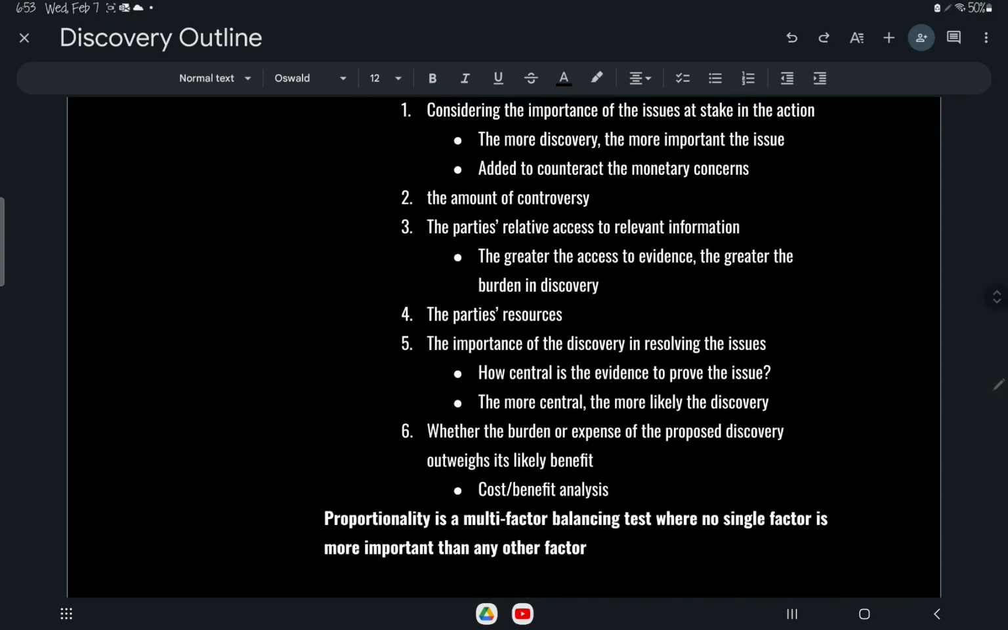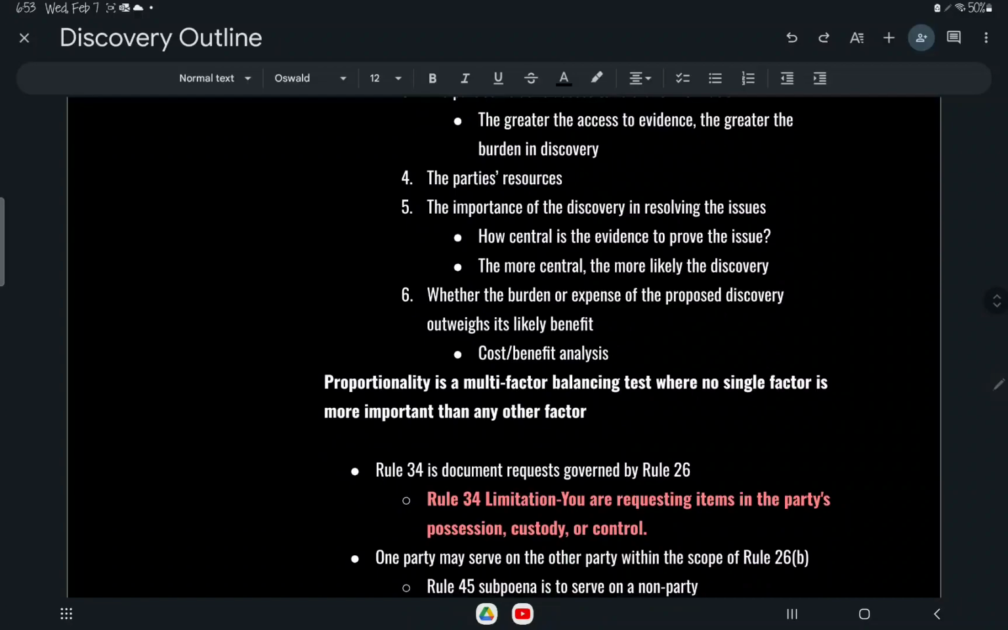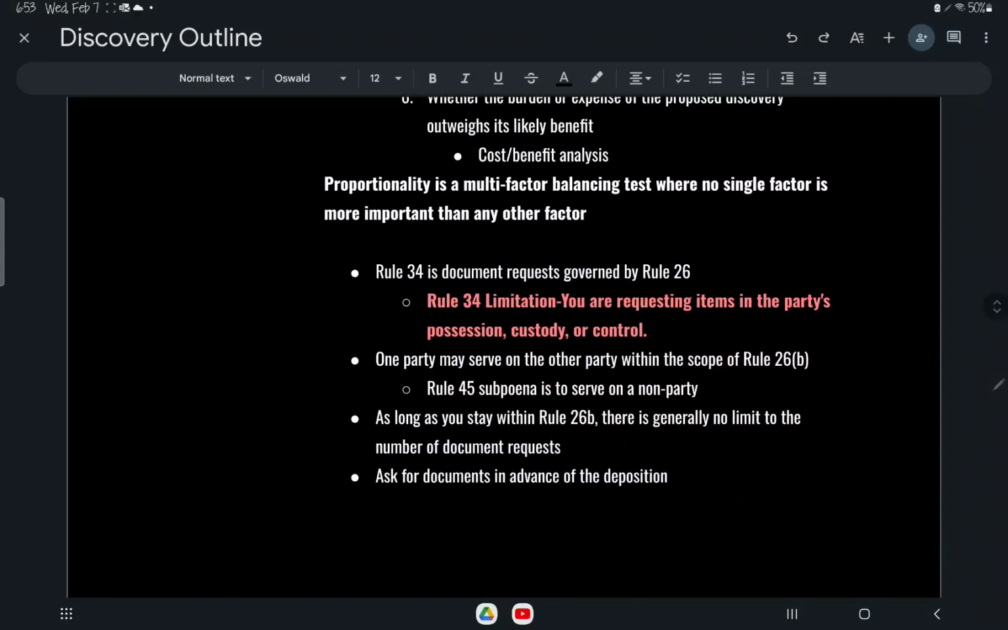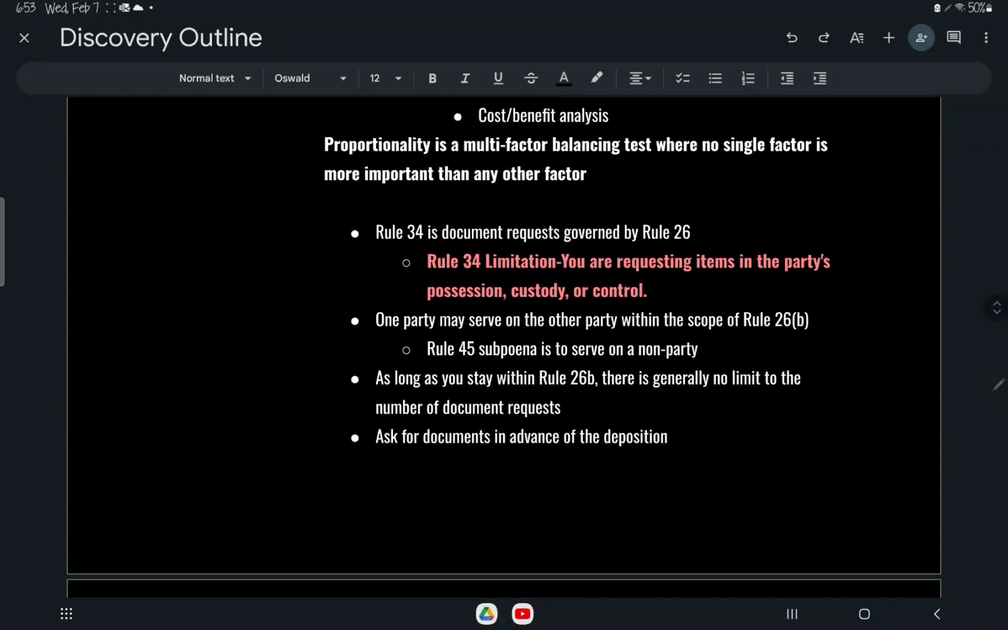Fourth, the party's resources. Fifth, the importance of discovery in resolving the issues. How central is the evidence to prove the issue? The more central, the more likely the discovery. Sixth, whether the burden or expense of the proposed discovery outweighs its likely benefit. There's a cost-benefit analysis. Proportionality is a multi-factor balancing test where no single factor is more important than any other factor.